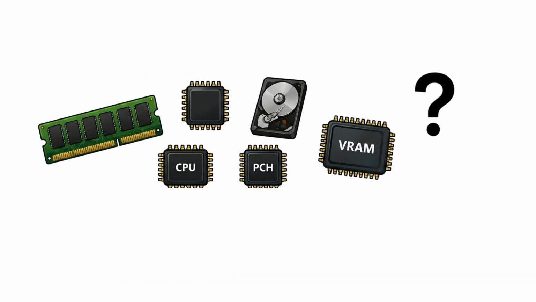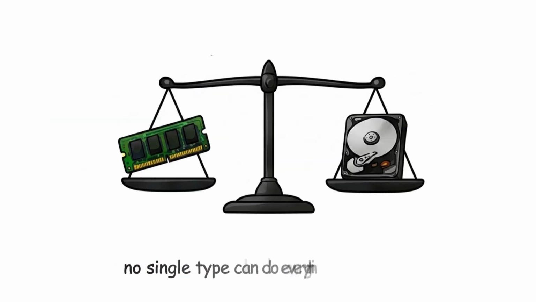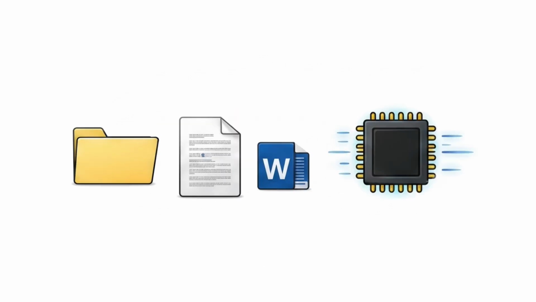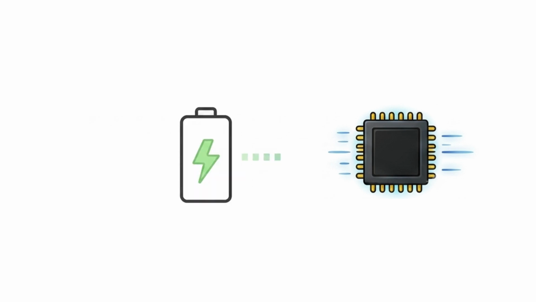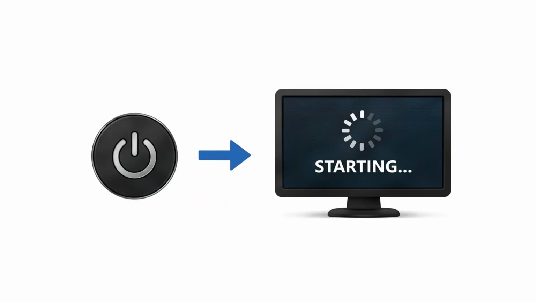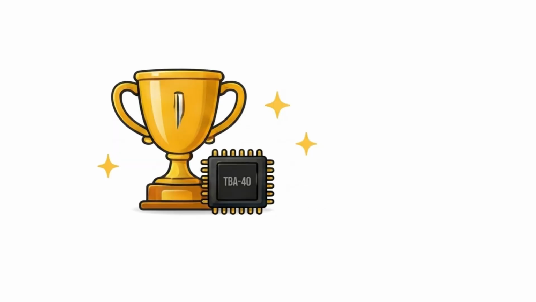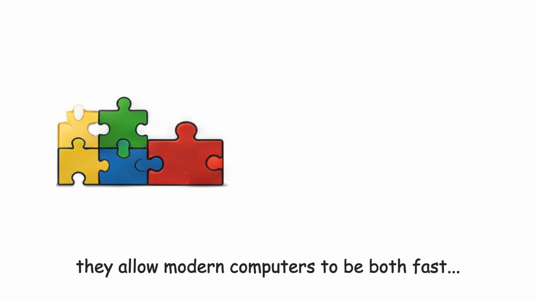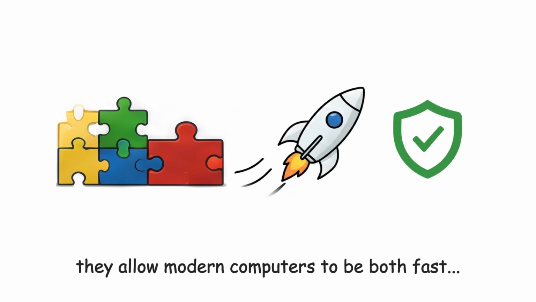So why does a computer need so many different types of memory? This is because no single type can do everything well. Some memory is built for speed. Some is built to store enormous amounts of information. Some is designed to remember data without power. Others exist only to help the computer start. Each type has its own strengths and its own purpose. Together, they allow modern computers to be both fast and reliable.